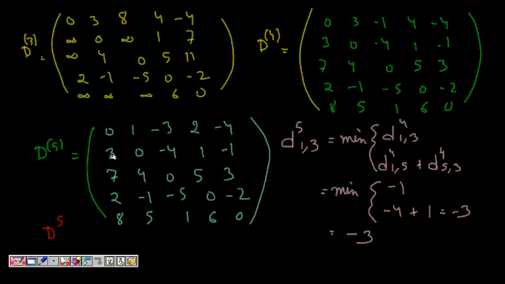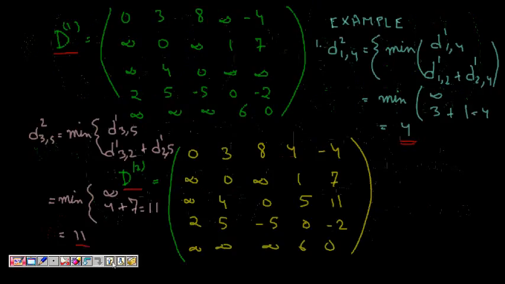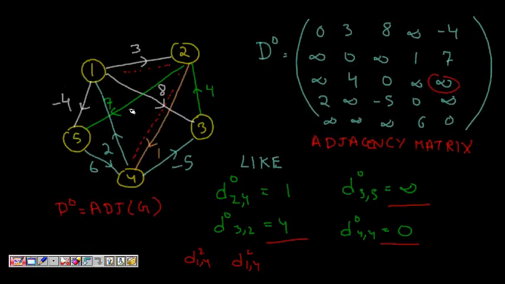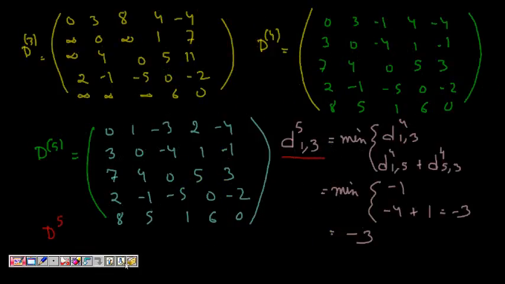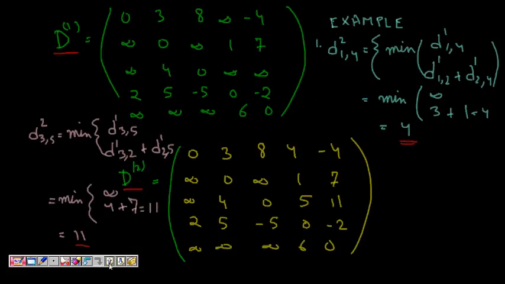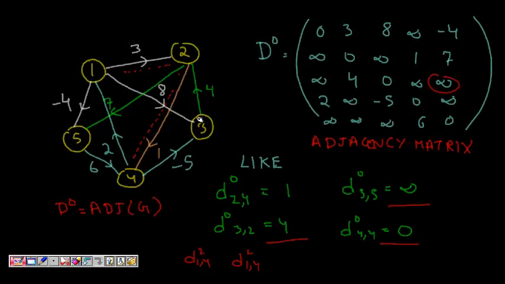Similarly, I have calculated D3, D4, D5. So let's try to do one calculation, D5,1,3. D5,1,3 means the final calculation: the distance between node 1 and 3 using all nodes as intermediate nodes, like 1, 2, 3, 4, 5. So D1 to 3: I have to go from node 1 to node 3, and I can use all the intermediate nodes 1, 2, 3, 4 and 5.